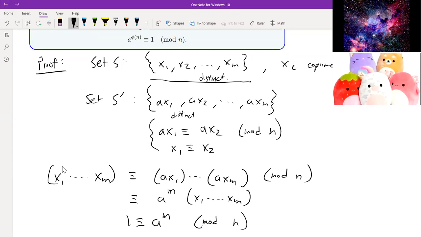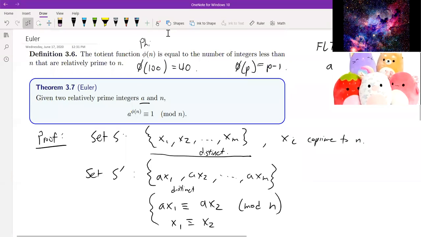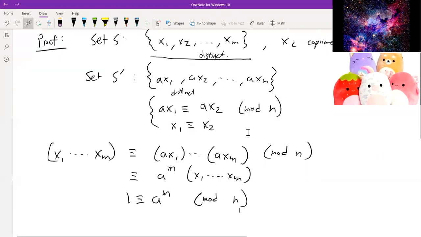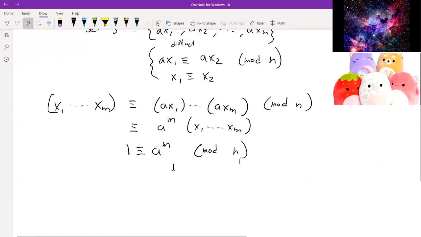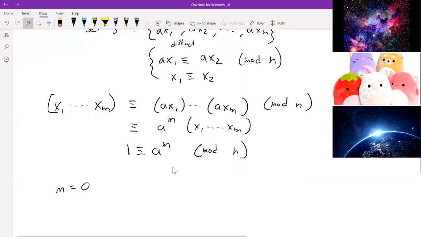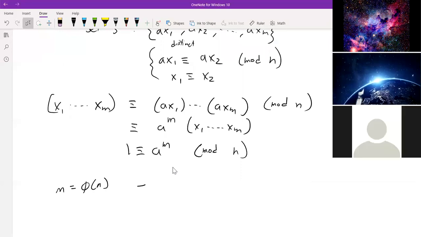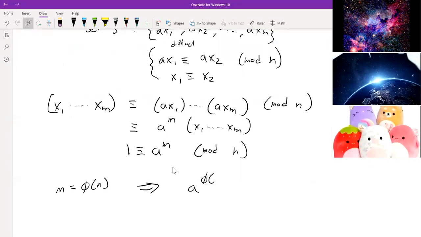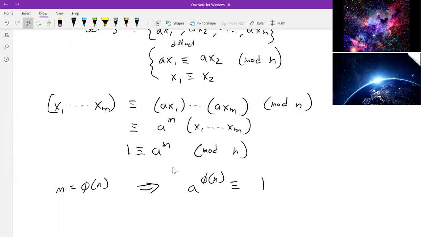And m is the number of elements we have in set S. By the definition of the totient function, phi of n is the number of integers co-prime to n less than n, and that's exactly what m is. So in this case, m is equal to phi of n. Thus, we've proven that a to the power of phi of n is congruent to 1 mod n. And so that's how you prove Euler's theorem.